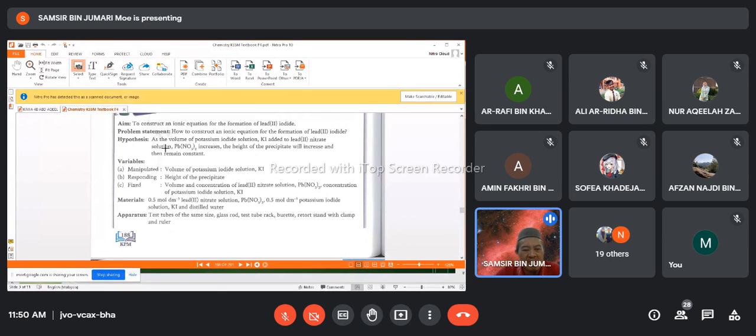So the problem statement is how to construct the ionic equation. The hypothesis: the particles in the formation of lead two iodide in the reaction are the lead two ion and the iodide ion reacting together.